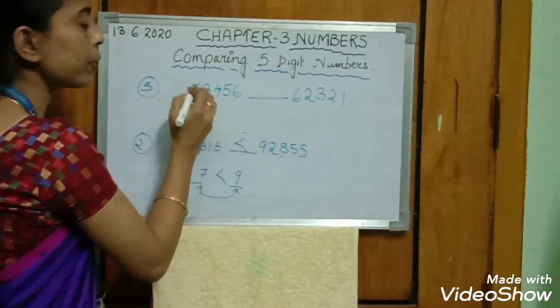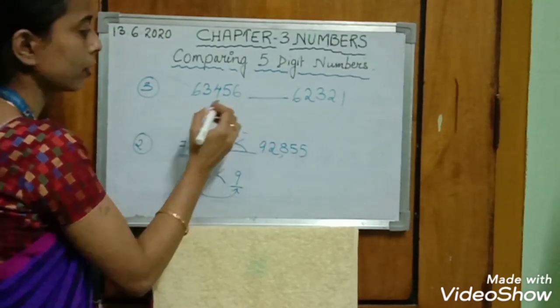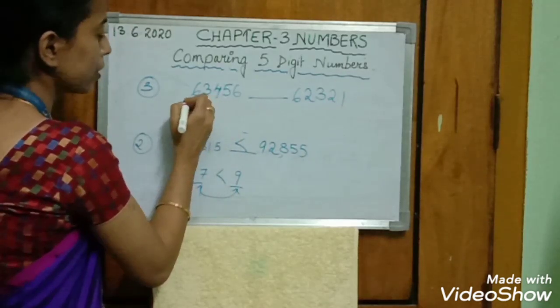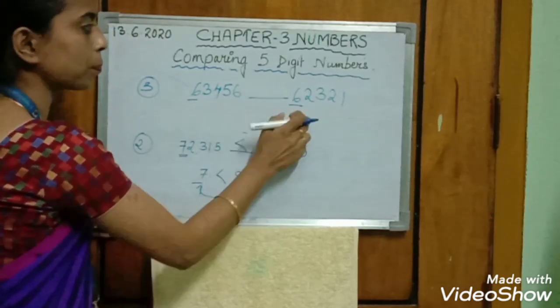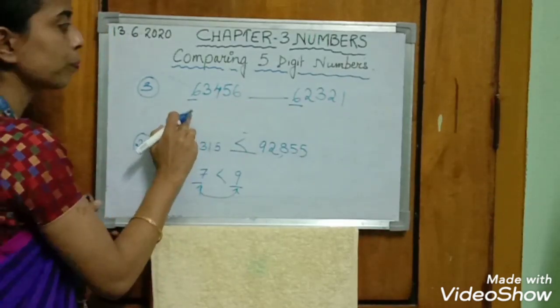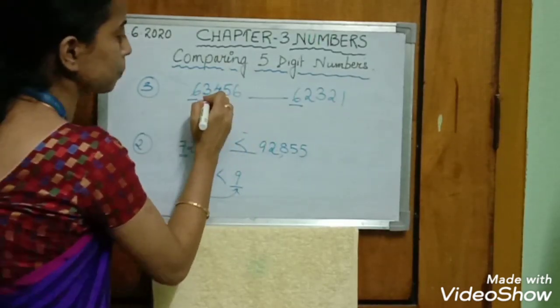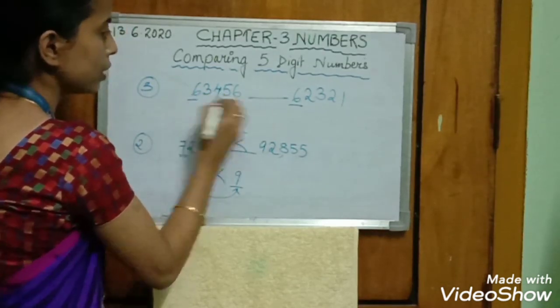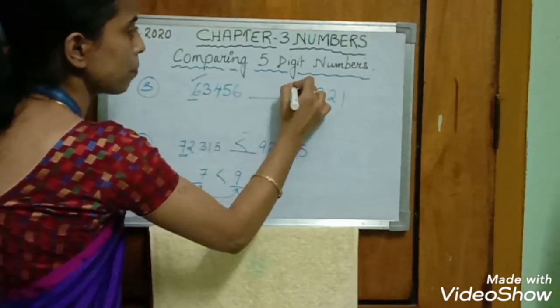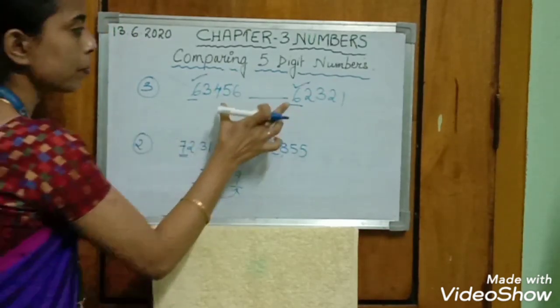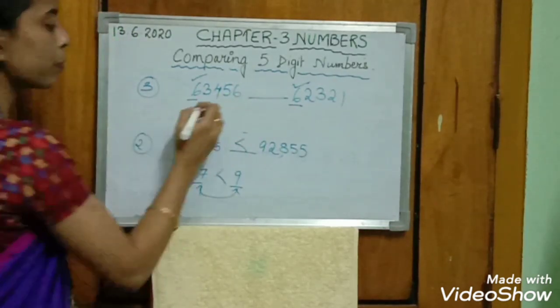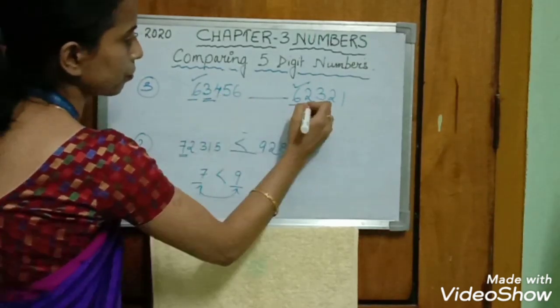So, we will proceed to the next place. Alright? As the first digit in both the numbers is the same, the 10,000 place is the same, then we will proceed to the next place value. Alright? So, these two are the same, so we cannot find it out by looking at these two digits. So, we will proceed to the next digit.